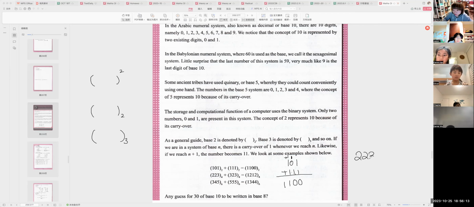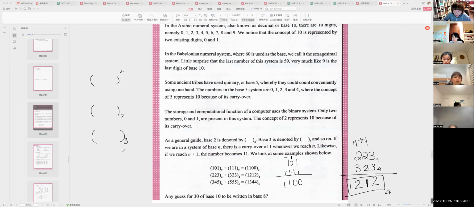So 223 is base 4, and 323 is base 4 as well. Let's see, 3 plus 3 should equal 6, right? But now it equals 12, because every 4 you need to carry over 1. Get it, Oliver? So you have 2 here and you carry over 1. So 2 plus 2 equals 4, 4 plus 1 equals 5. Every 4 you need to carry over 1, so 5 minus 4 equals 1. So 1 left. Then 1 plus 2 plus 3 equals 6. And 6 equals 12. So the answer is 1212, but in base 4.